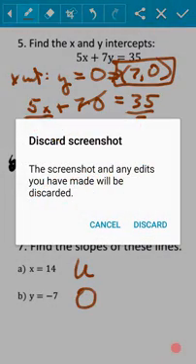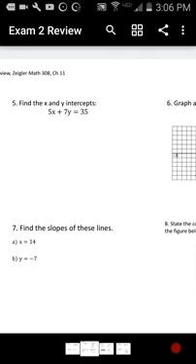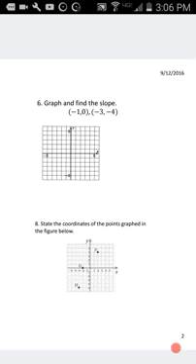So let's go on to, I skipped number 6 and 8, so let's move over there and do those. Let's see if I can get this to work this time.